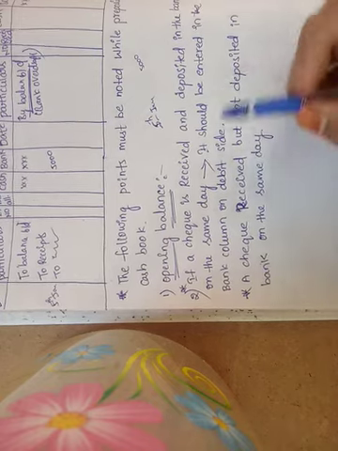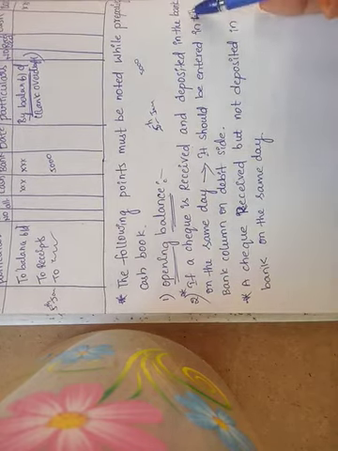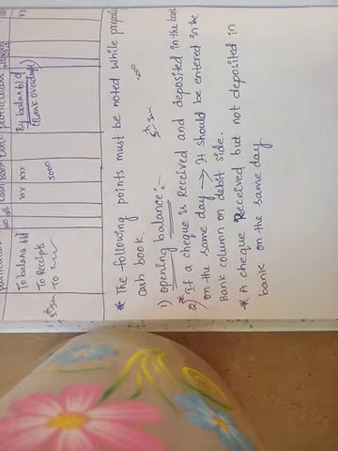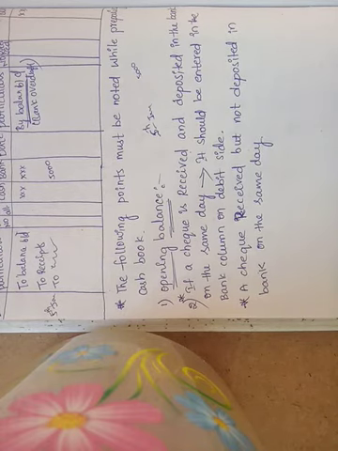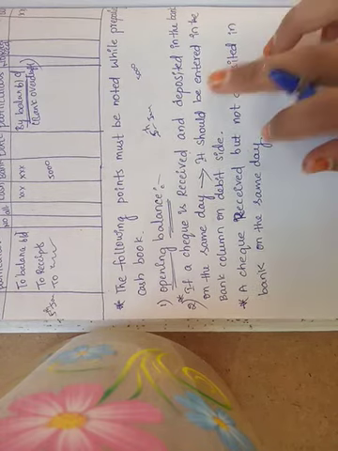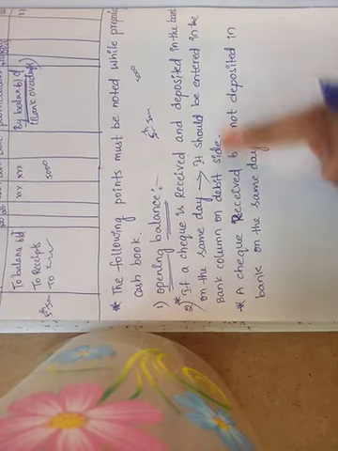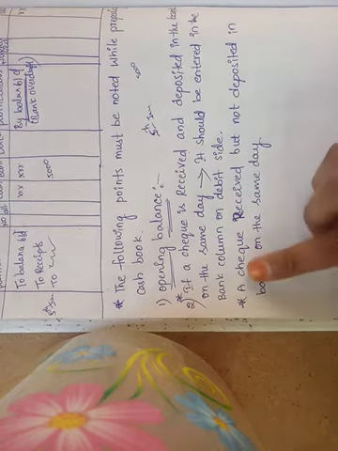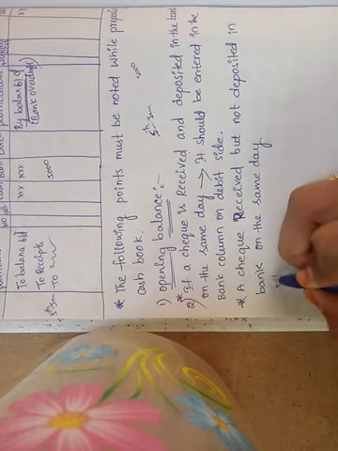So here the first condition is: if a check is received and deposited in the bank on the same day, all transactions are completed in one day. The check is received and we deposited that amount in the bank too. So we record only one time, in the bank column on the debit side.